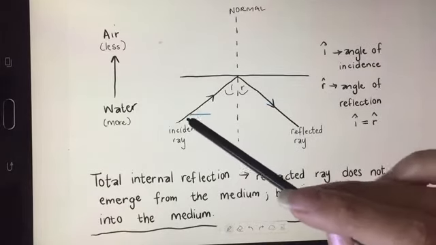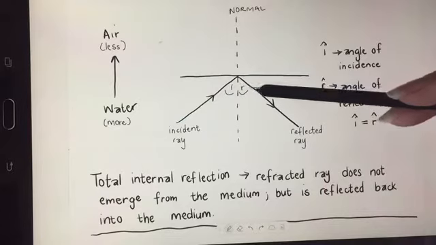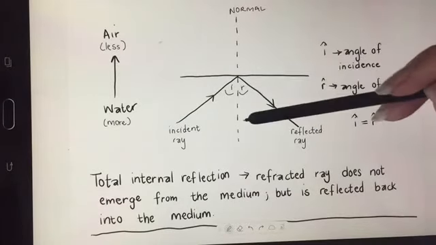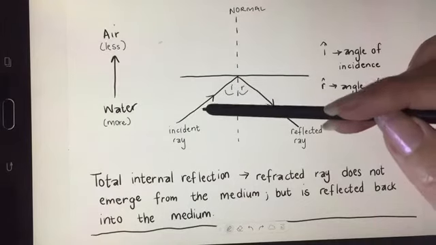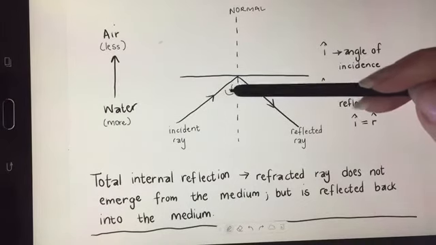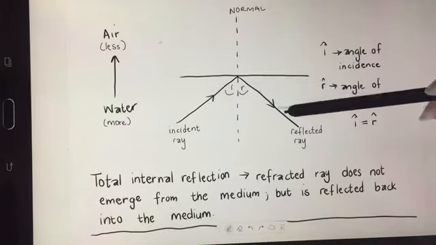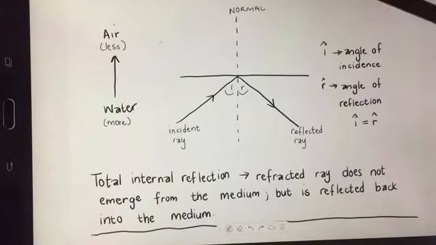Then we've got the incident ray, and this is referred to as the reflected ray. Once again, the normal I've drawn in. The angle between the incident ray and the normal is the angle of incidence, and the angle between the normal and the reflected ray is the angle of reflection. And as you already know, according to the law of reflection, the angle of incidence will be equal to the angle of reflection.